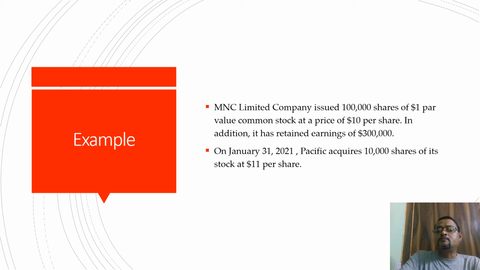Now, the firm MNC, this is a typo mistake. The name is written as Pacific. It's MNC. MNC reacquires 10,000 shares which have been issued, at 11 per share. So they are reacquiring 1/10 of the total issued stocks at 11 each. So that means the cost of each share reacquired is 11.